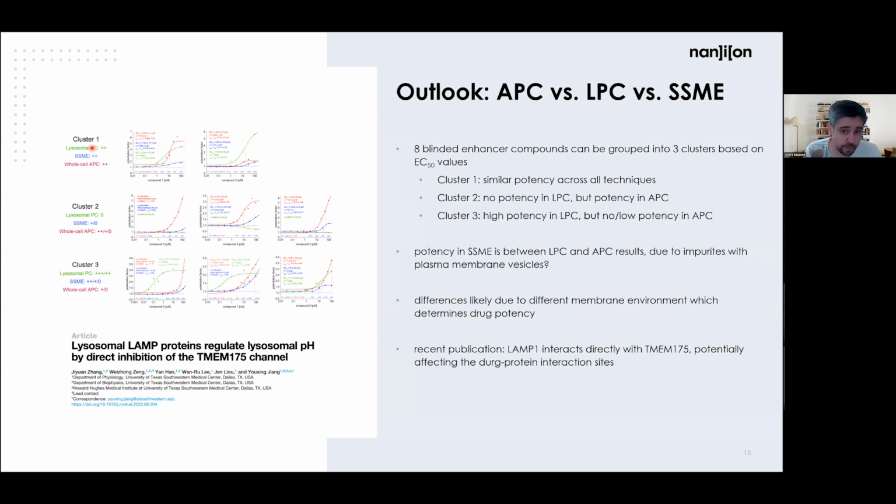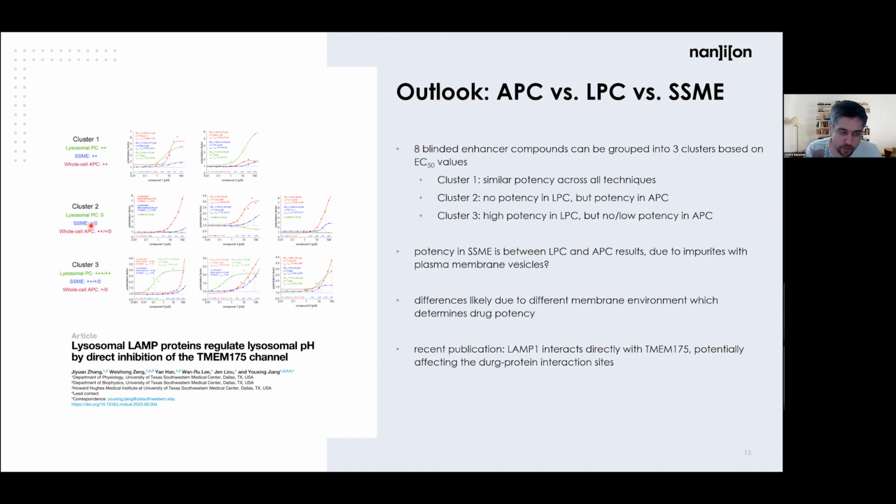Interestingly, the enhancers we tested can be clustered into groups. The enhancers in cluster 1 show very similar potency with all three techniques. In cluster 2, lysosomal patch clamp shows no activity, while whole cell automated patch clamp shows quite large activity, and the SURFER assay is somewhat in between.